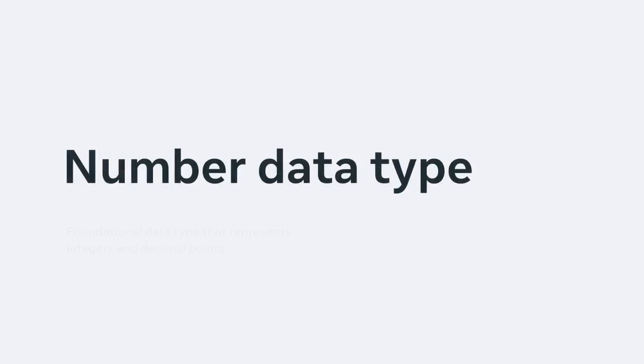In JavaScript, like in other programming languages, there are different data types. The number data type is the foundational part of JavaScript as a programming language because it represents both integer and decimal point numbers. Without it, you wouldn't be able to code. And with such a crucial data type, we better get started right away. So let me demonstrate the number data type.